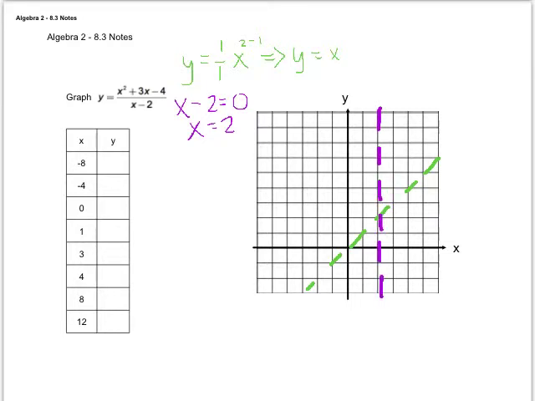All right. And then I want to come through and find where my graph crosses the x-axis because that's going to be a pretty important deal. And so I'm just going to say x squared plus 3x minus 4 equals 0.